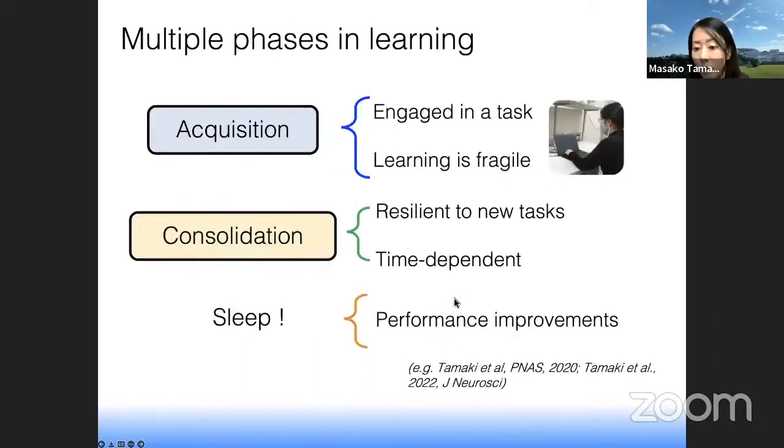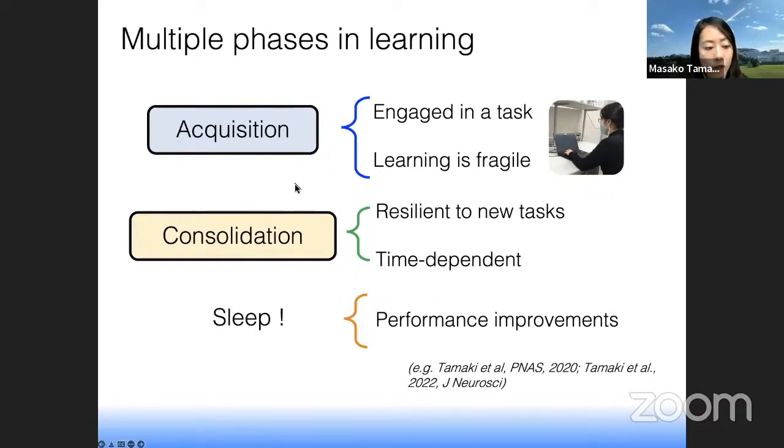And recently, it has been shown that learning consists of multiple different phases. And the first phase is acquisition. This is where people are actually engaged in a task in the training session. And it is known that learning is still fragile right after training, so it can be easily disrupted by training on another task. But learning does not end at this acquisition stage, but it is processed further offline.